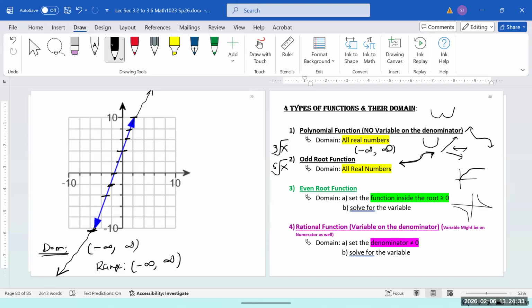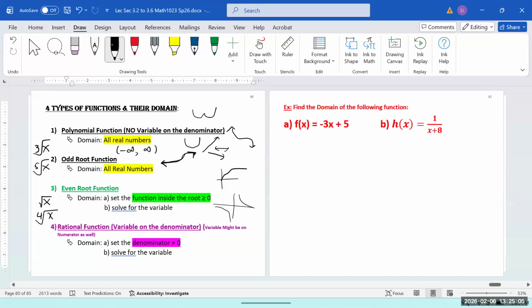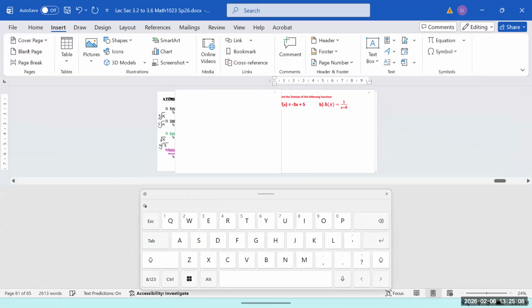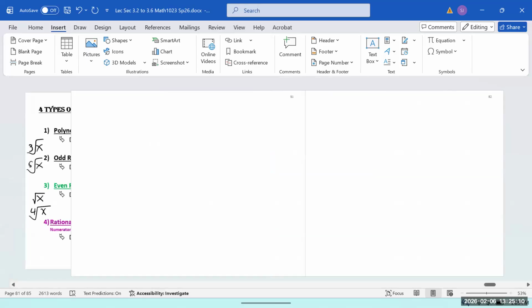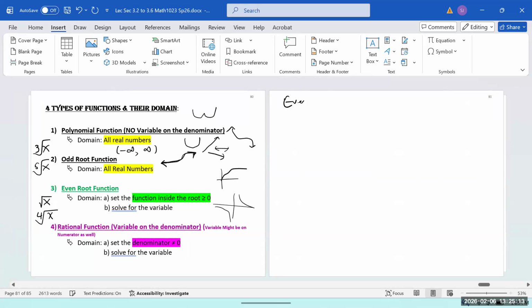And then our problem starts. First, we are dealing with a problematic function, even root function. For example, square root of x. It's called even root because its name is square root. Square means 2, 2 is an even number. Or if you have, let's say, fourth root of x, so 4 is an even number, so it's an even root function. So every even root has a problem. Let's figure out what's the problem with the even roots.